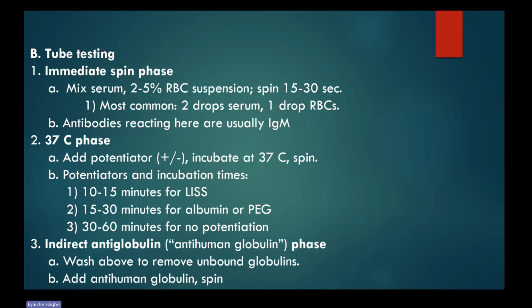We have the immediate spin phase. During this process of antigen-antibody interaction, we can bring about the interactions in red blood cells using the tube test method. Under the tube test method, we can do it in various ways or stages, and which stage we use depends on what exactly we are looking for. We have the process of immediate spinning.